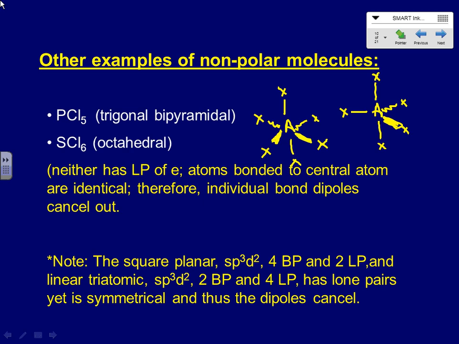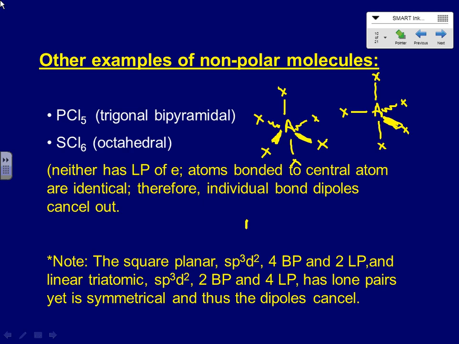Square planar, which comes from sp3d2, 4 bond pairs and 2 lone pairs. Remember, the 2 lone pairs have to go on opposite sides. If you have that situation, you've got the square planar in the middle, and that's also symmetrical. They will cancel out, and it will be nonpolar, even though it has 2 lone pairs on it. So that's an exception to the rule, but you don't have to worry about that in grade 11 because I never give you anything that's sp3d2 hybridized, because you don't know about orbitals and hybridization.